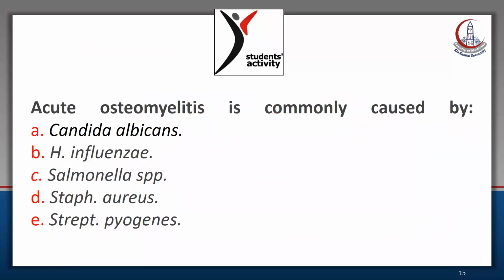To refresh, acute osteomyelitis is commonly caused by which of these: Candida, Haemophilus influenzae, Salmonella, Staph aureus, Streptococcus pyogenes? The main player in acute osteomyelitis and osteomyelitis is Staph aureus.